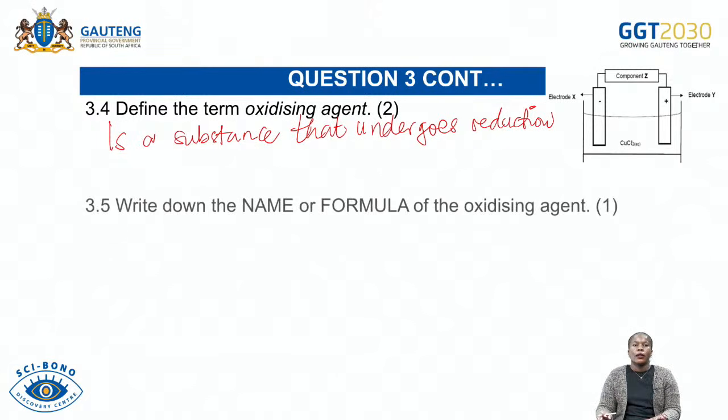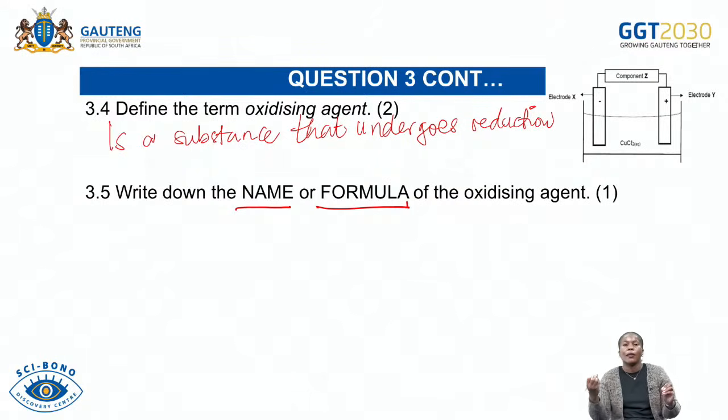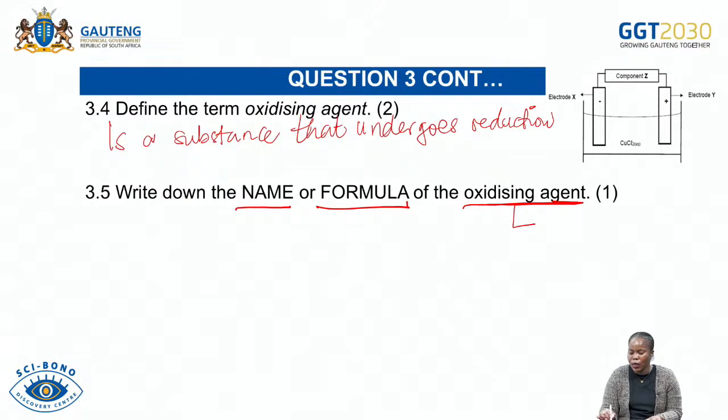3.5 goes on to say, write down the name or formula. Ooh, this is where you are flexible. You can either write the name or the formula. But in cases where the question is very specific and wants the name, please pay attention to that. When they want the name, write the name. When they're looking for the formula, write the formula. But if they give you flexibility like that, then you have the luxury to choose either. Now, 3.5 says write down the name or formula of the oxidizing agent. And the oxidizing agent is the one that undergoes what? Reduction.